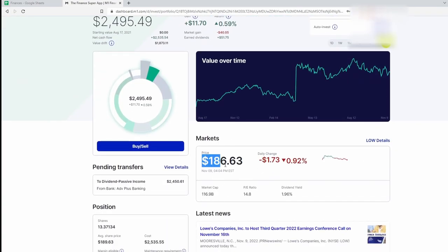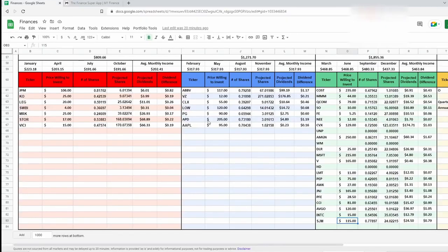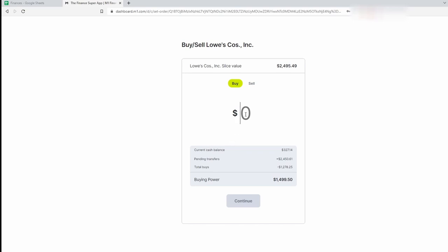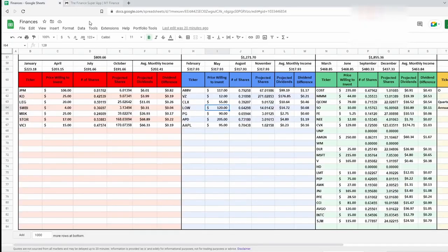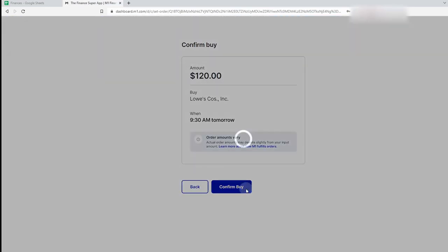Okay. Now, coming into Lowe's. Oh, yes. And I get to buy Lowe's at this. Oh, yes. Look at that. Average share price of $189.63. I'm buying it cheaper now. So for Lowe's, I got to put in $120. Very, very nice. Okay. I like that. I like buying. It's actually turning out really good. I'm actually lowering my cost basis a little bit here. Okay. So we got $120 for Lowe's. Very, very nice.